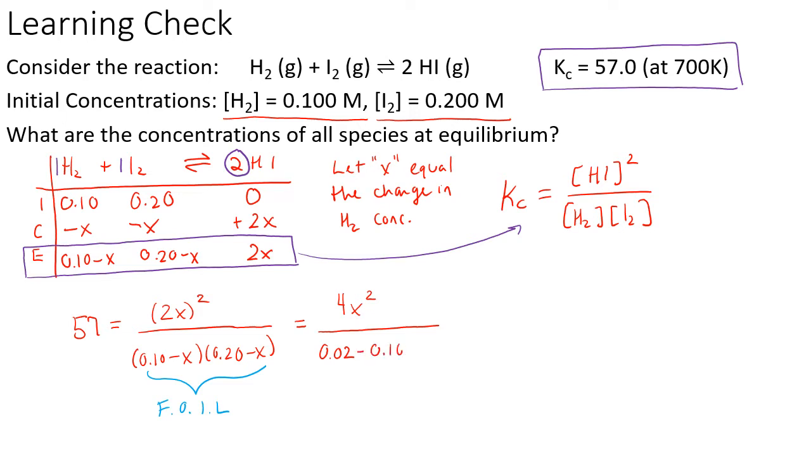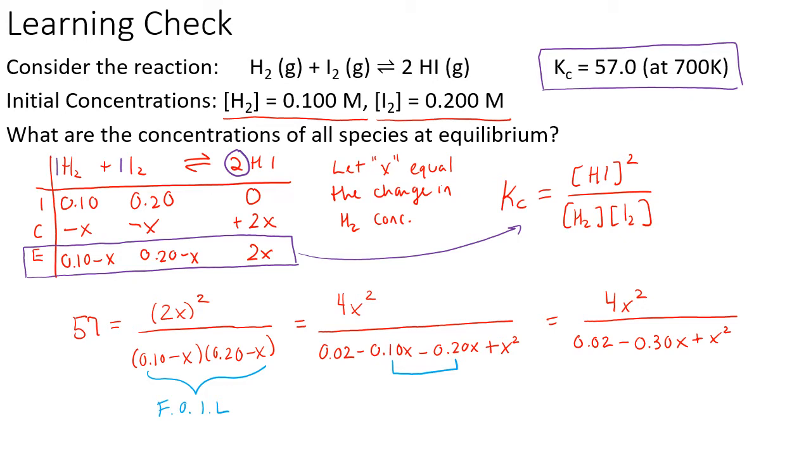And then for our outer term, we would have 0.1 times negative x. So that would be 0.10x, and it would be negative. Our inner terms would be negative x times 0.20, so that would be minus 0.20x. And our last terms are just negative x times negative x, so that will become plus x squared. We can combine the like terms in the denominator here, which is the negative 0.1x and the negative 0.2x. So that becomes 4x squared over 0.02 minus 0.03x plus x squared.